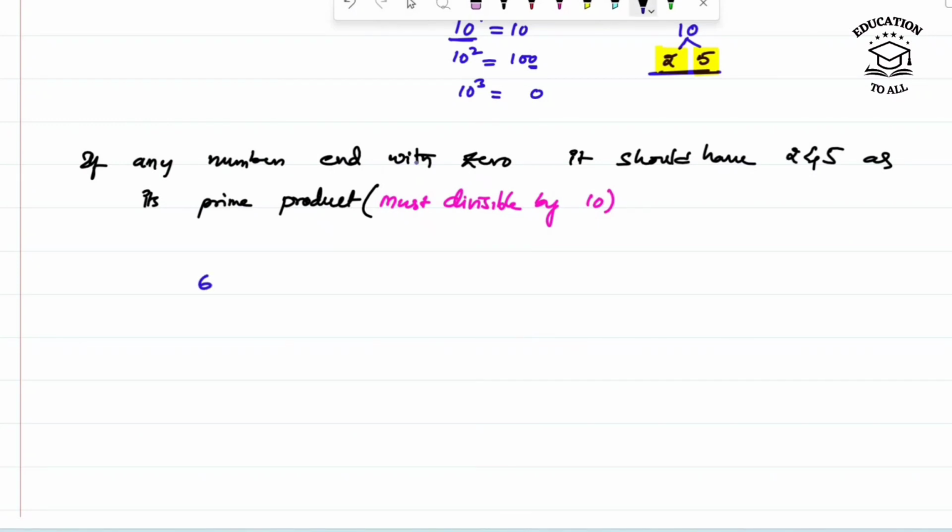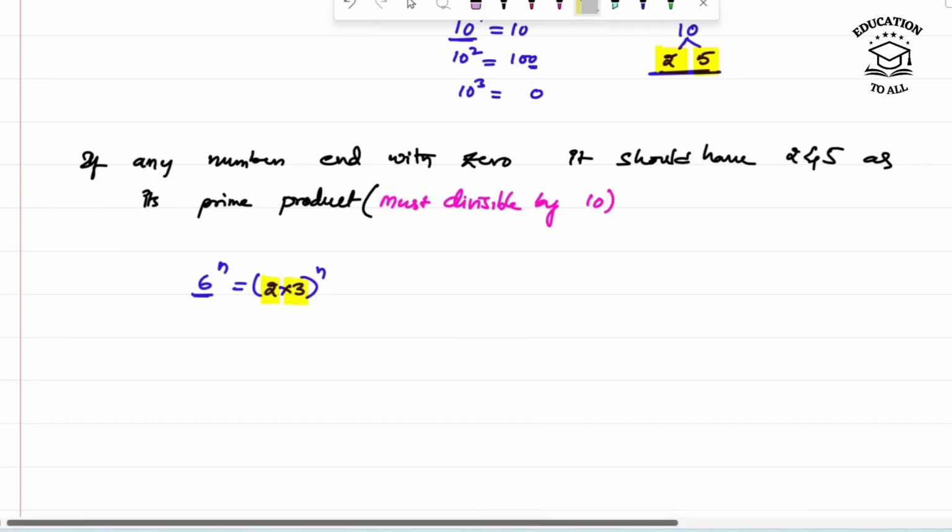What are the prime factors of 6 power n? So 6 has 2 and 3 as the prime factors, power n. Here we can easily cross check: 2 is there but 5 is not there. I can conclude it now.